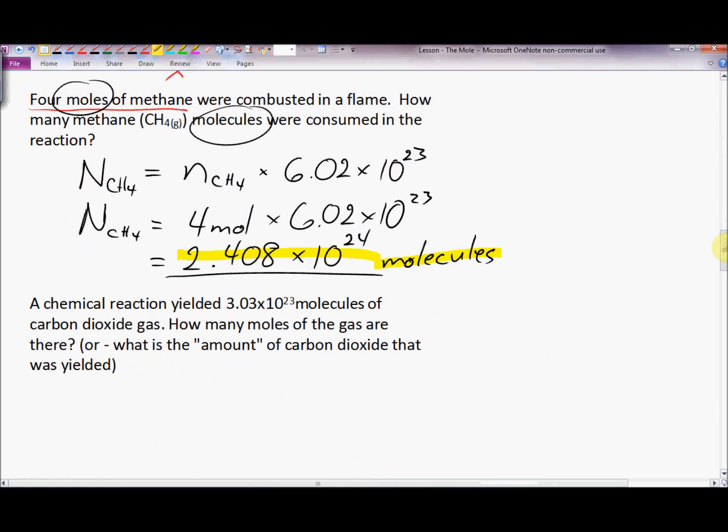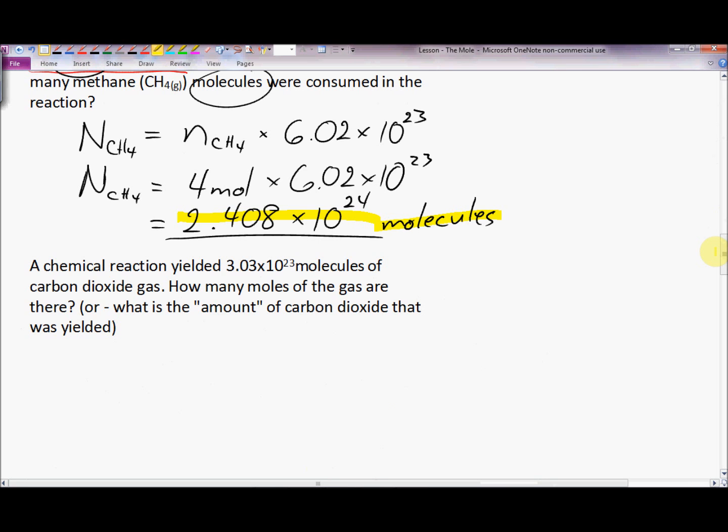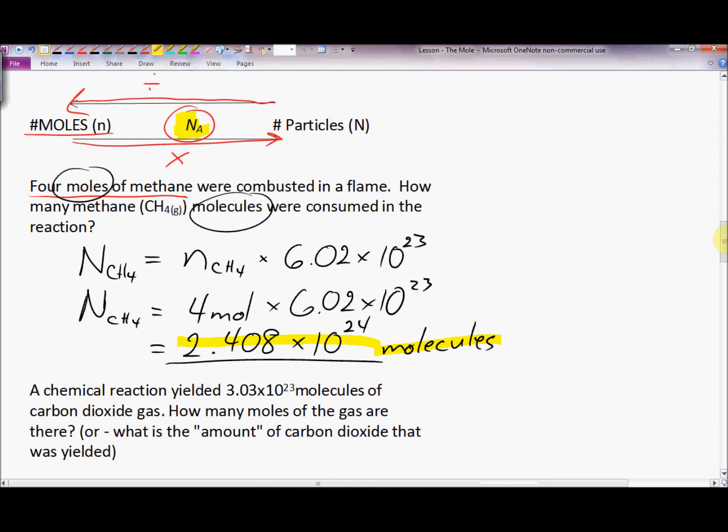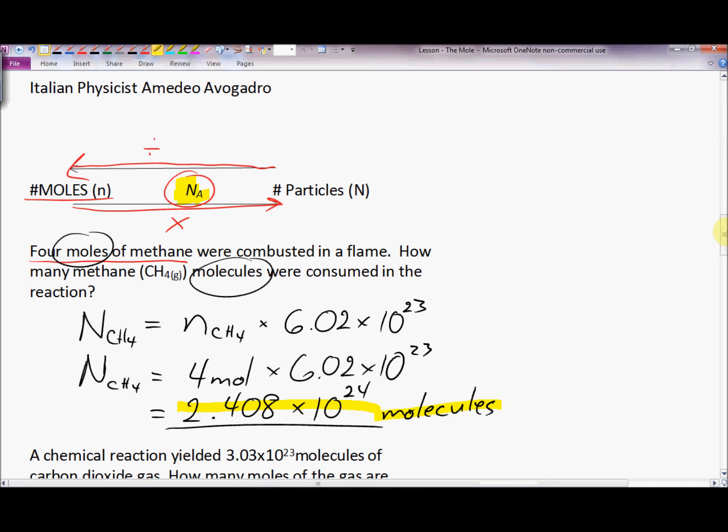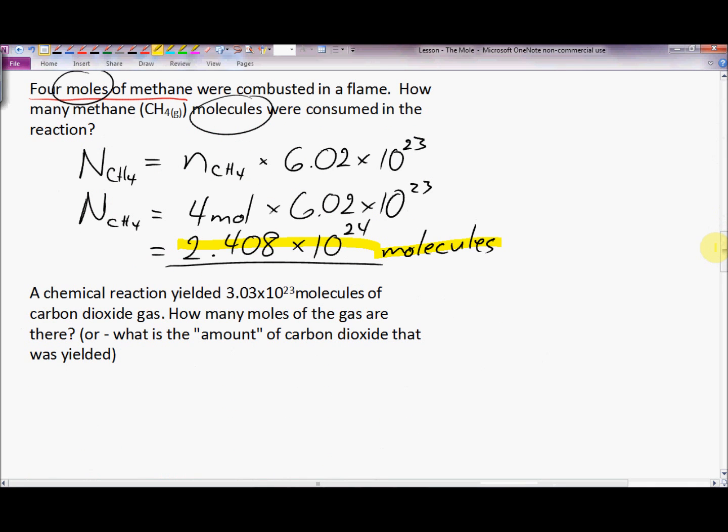Going the other direction, so if we have a number of particles and we want to go to number of moles, here's another example. A chemical reaction yielded 3.03 times 10 to the 23 molecules of carbon dioxide gas. How many moles of the gas are there? Or what is the amount? Basically, the word amount is used to describe how many moles. What is the amount of carbon dioxide that was yielded? So in this case, we're trying to find the amount. The symbol is small n, and we're dealing with carbon dioxide gas.